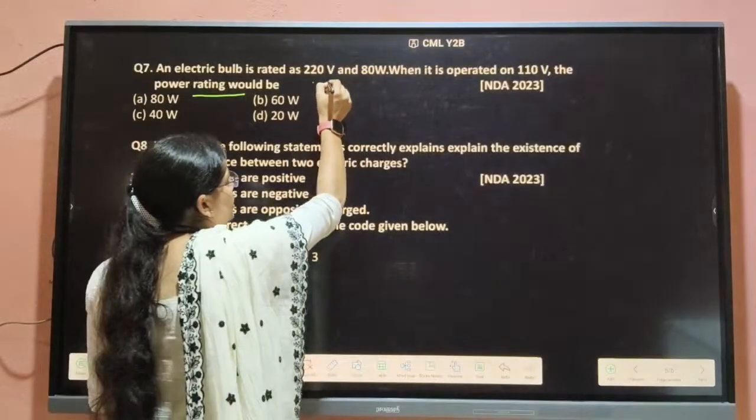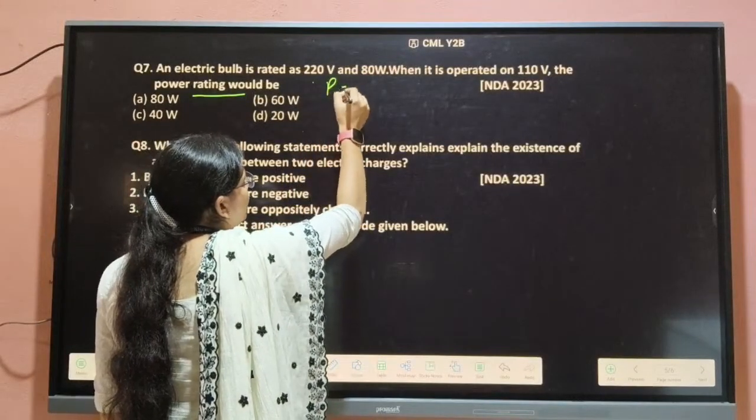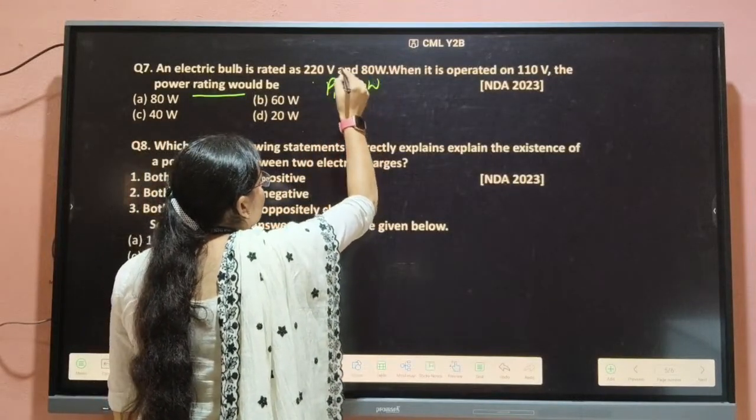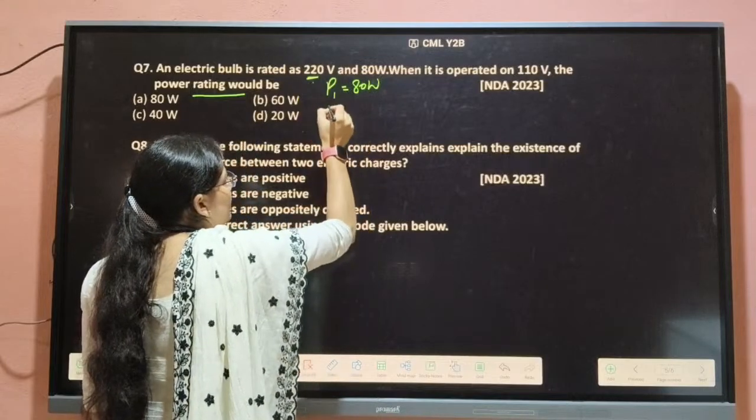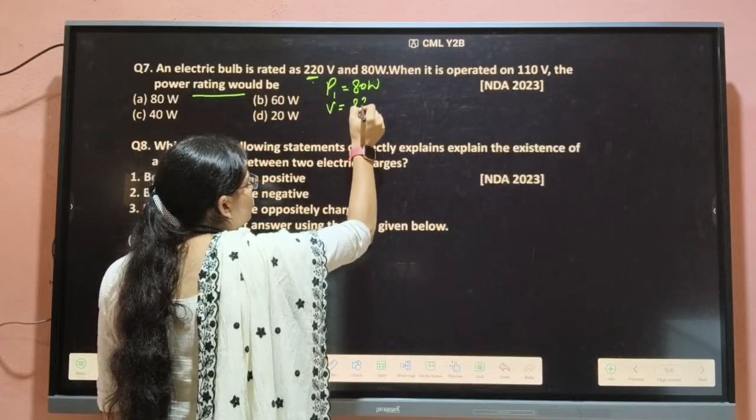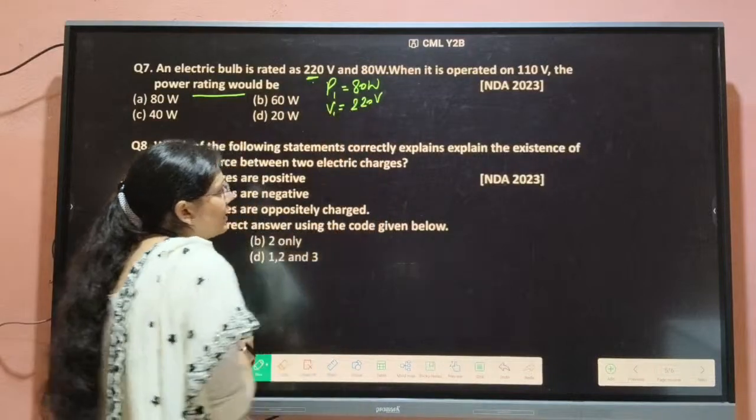Initially power equal to given your 80 watt, then voltage is given your 220 volt, V1 we can write there.